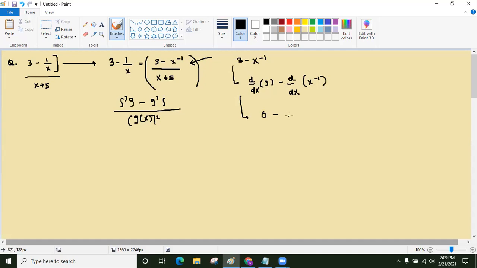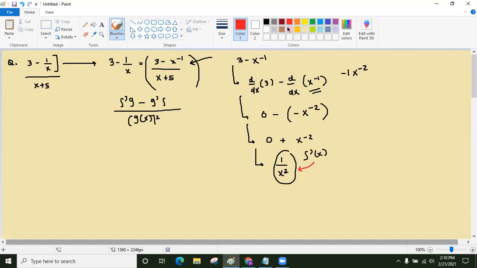We'd be left with 0 minus the derivative of x to the negative first power, which is just minus 1x to the negative second power, so we'd get minus x to the negative second power. And of course, we can then rewrite this as 0 plus x to the negative second power, which would of course just be 1 over x squared. So really, the derivative of this top function here, which would be f, is 1 over x squared. So we know that f prime of x is in fact 1 over x squared.